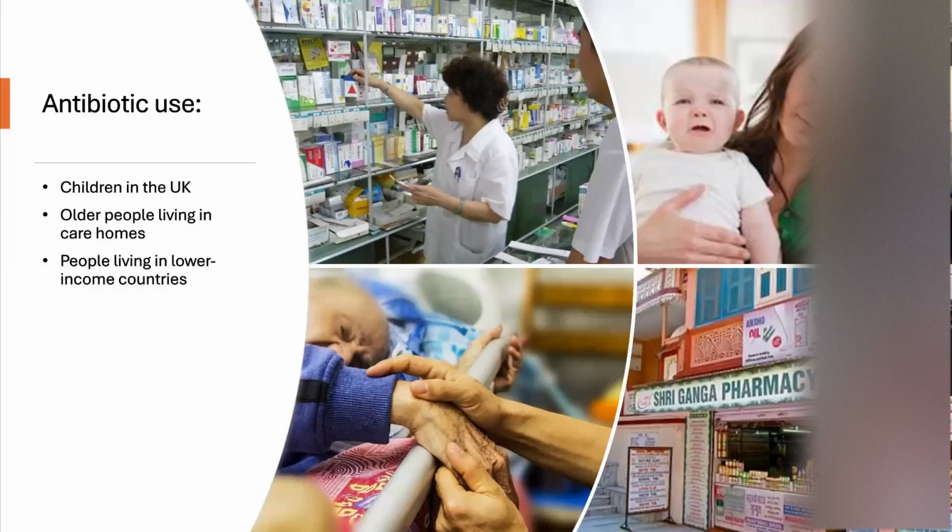This is a little guide to what I'm talking about today. I'm going to talk about antibiotic use with respect to children in the UK, a little bit on older people living in care homes, and then people living in lower income countries, internationally. Children and older people are both groups who get a lot of antibiotics, partly because they are more prone to illness, and partly because of beliefs around them and our need to protect them.